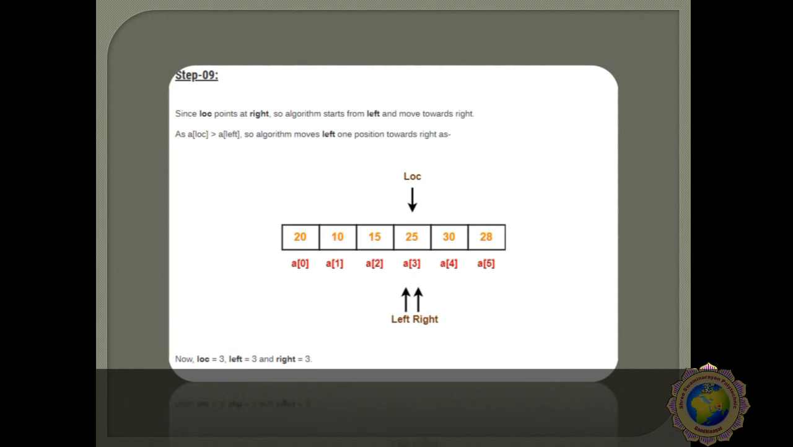So here 25 is the final position of the pivot. 25 is our pivot element, and 20, 10, 15 are smaller than the pivot, while 30 and 28 are higher than the pivot. So 25 is at its correct position. All the data on the left-hand side are smaller than the pivot, and 30 and 28 are the right-hand side data of the pivot, so they are greater than the pivot.